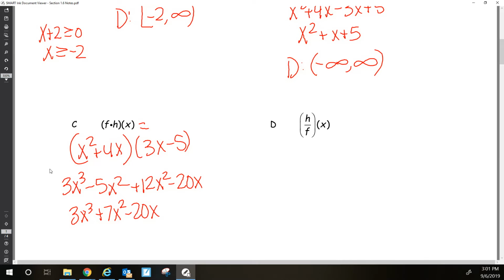Do we have any restrictions? Ask yourself, do you see any fractions? Do you see any square root signs? Nope. So therefore it's going to be all real numbers.